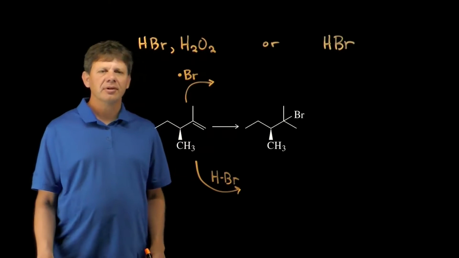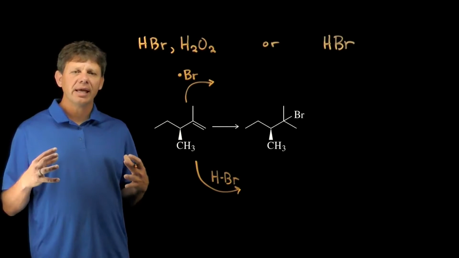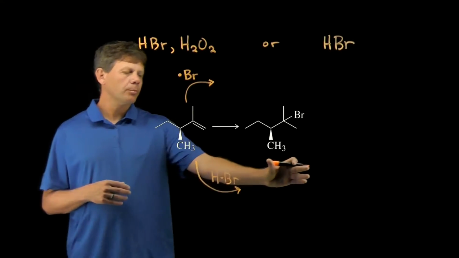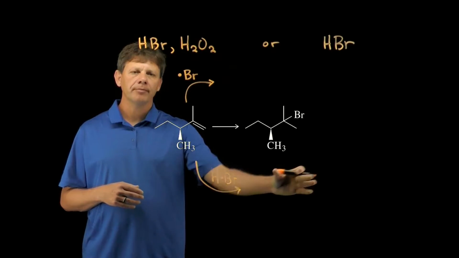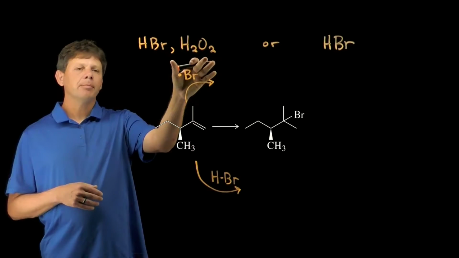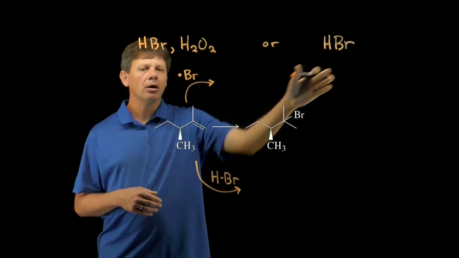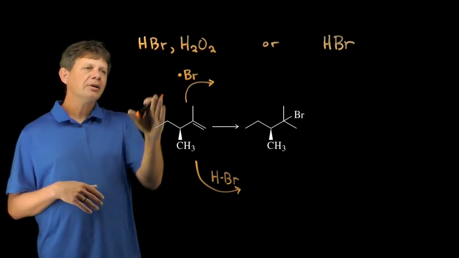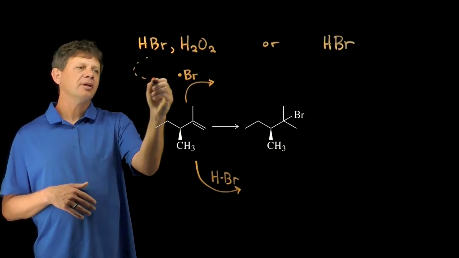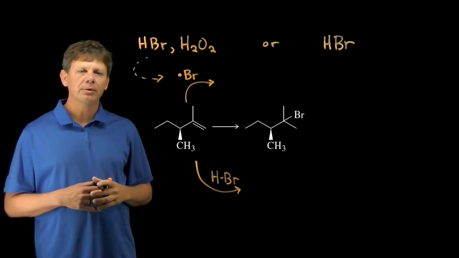This assessment asks us to choose which reagent system would be best for producing the bromide shown. We can use HBr and peroxides or HBr by itself.